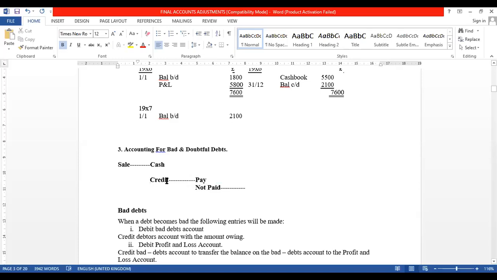And I think it's also important to mention that when we sell on credit, there is a group of people we create. We call them debtors, right? When we sell on credit, we create debtors. And out of those debtors, there are some who will pay us and some will never pay, right?